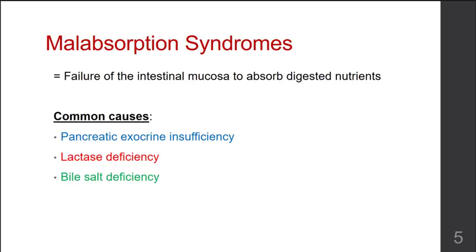Let's have a look now at malabsorption syndromes, which are defined as the failure of the intestinal mucosa to absorb digested nutrients. Those that have malabsorption syndromes, it doesn't matter what they're taking in because their body isn't digesting and absorbing those nutrients, so they're not getting the benefit of it. There are many different causes of this. We're going to focus on three in particular: pancreatic exocrine insufficiency, lactase deficiency, and bile salt deficiency.